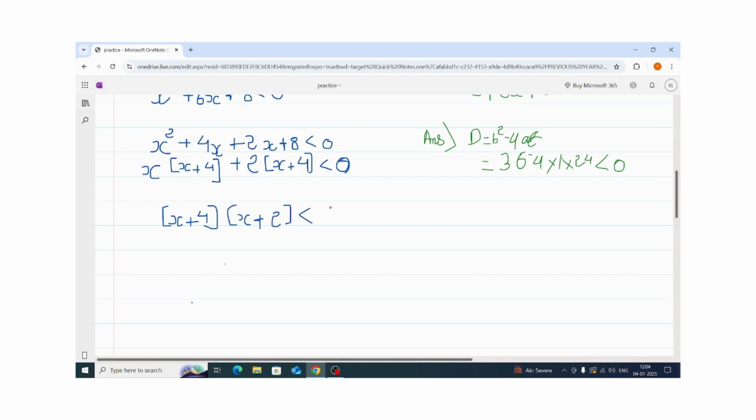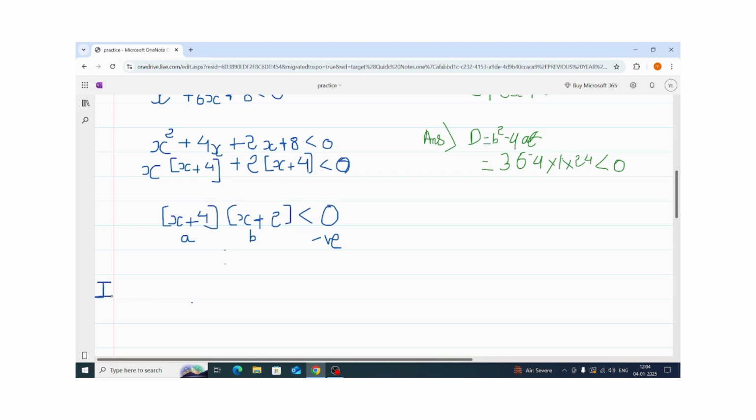which means at least one of them is negative, less than 0. If x plus 4 is a and x plus 2 is b, and their product is coming out to be less than 0, that is negative, right? Less than 0 means anything that is negative. So this means that either a is negative or b is negative, right? So we will consider two cases here.